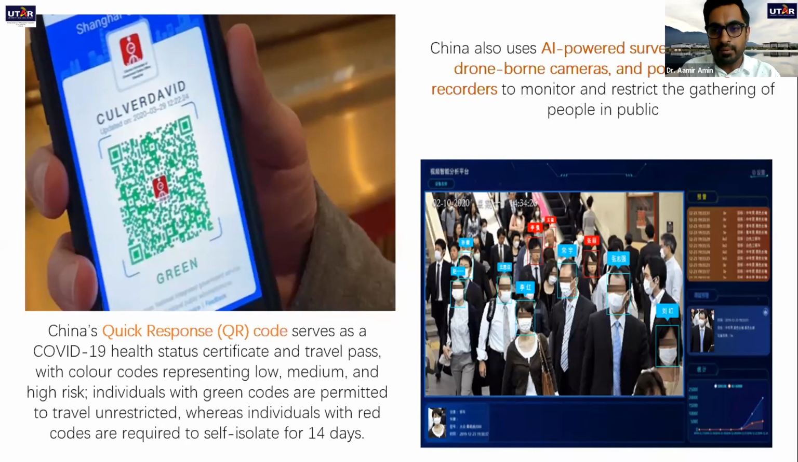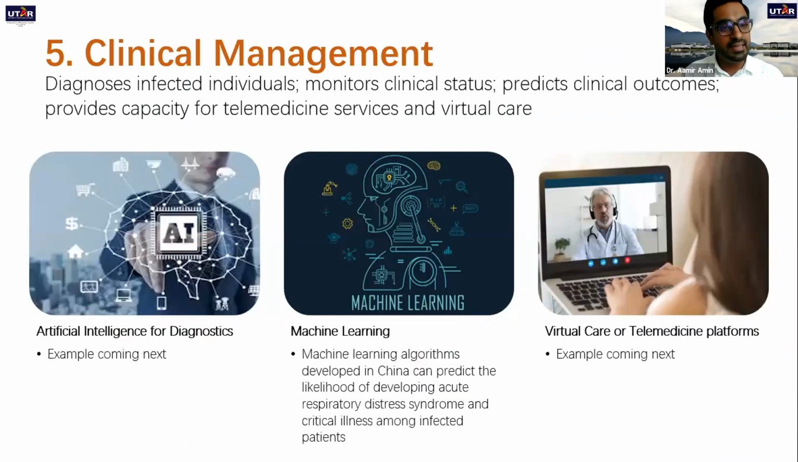They are drone-borne cameras and portable digital recorders, which can actually monitor and restrict the gathering of people in public. And they can also see which person is not wearing a mask. As you can see on the screen, the people who are in red color are not wearing the mask. So authorities can find them and send them some fines or some charges which they have to pay later. Quite interesting, actually.